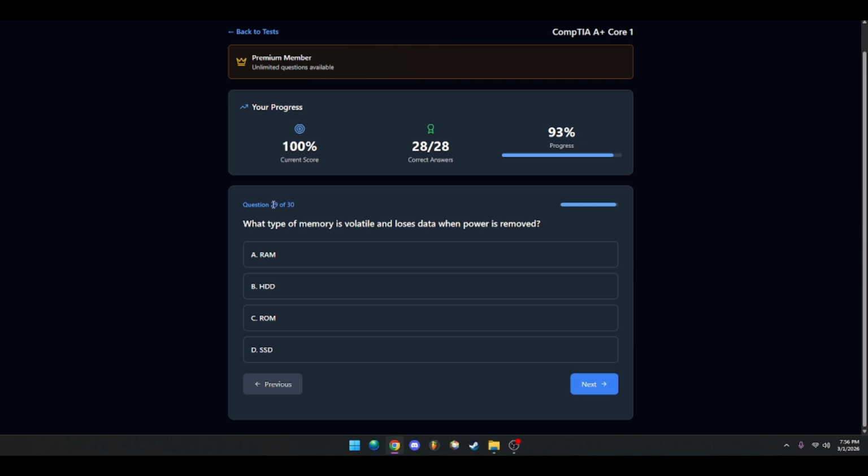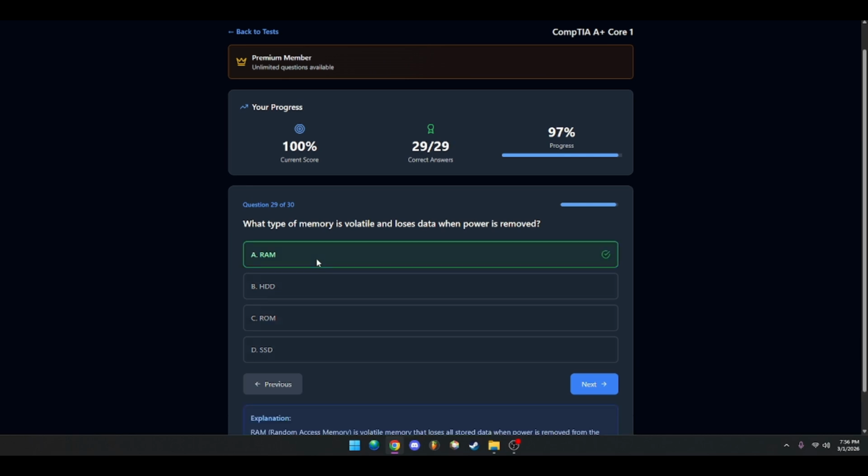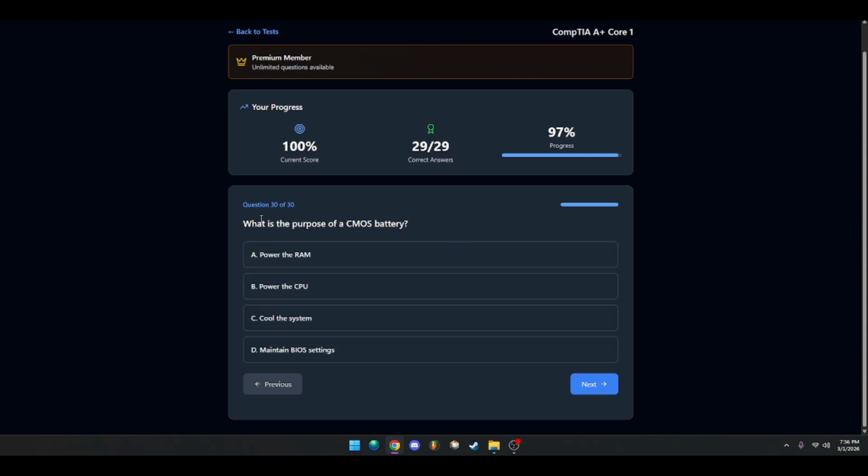Question number 29. What type of memory is volatile and loses data when power is removed? Think about it for a moment. And the answer would be RAM. RAM is only used when the computer is turned on. When the computer is off, there's no data running through the RAM. So it is volatile and loses its data when power is removed. And now we're on to our final question for the video.